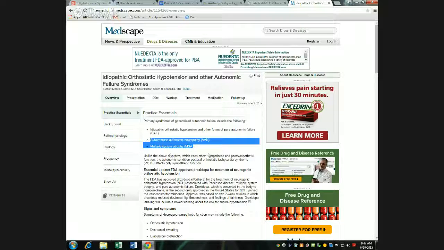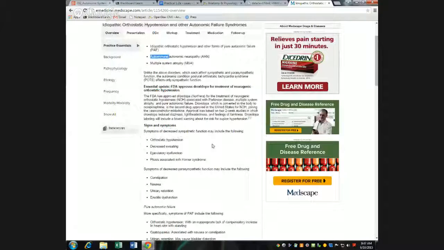So autoimmune autonomic neuropathy, autoimmune means that the immune system is reacting to something in the body. That's what's causing it. Multiple system atrophy is an autonomic failure syndrome, but it's not pure. It has other neurological components to it, other problems with the nervous system. Okay, that's what it's getting at. They go on to talk about the sorts of things that we'd see here. Signs and symptoms, orthostatic hypotension, we talked about that. Decreased sweating, we talked about that. Ejaculatory dysfunction, not in our case.